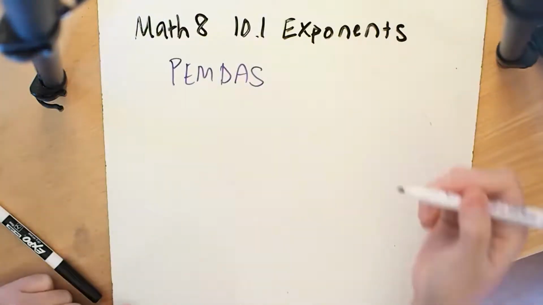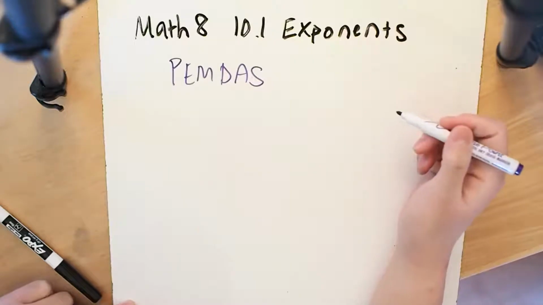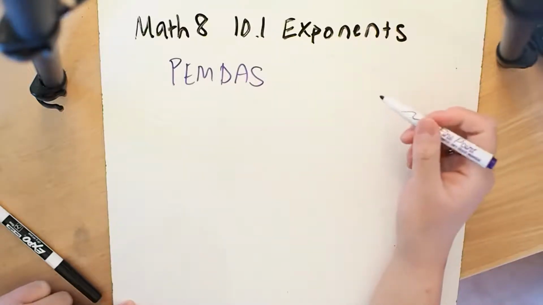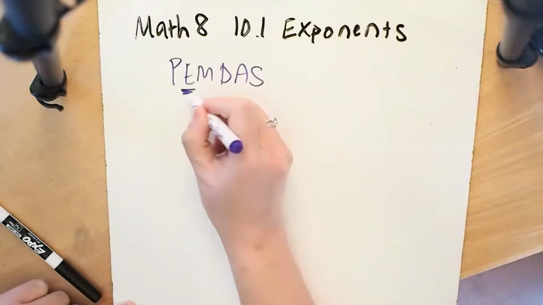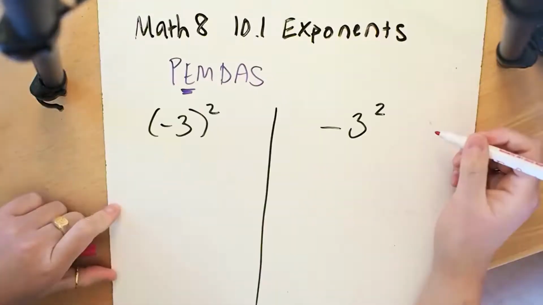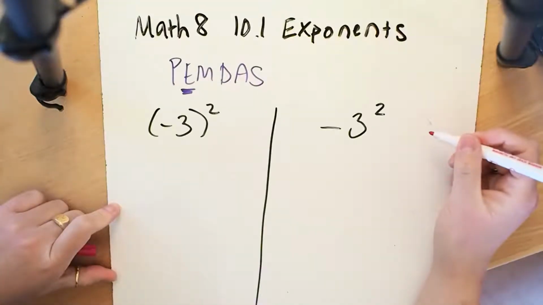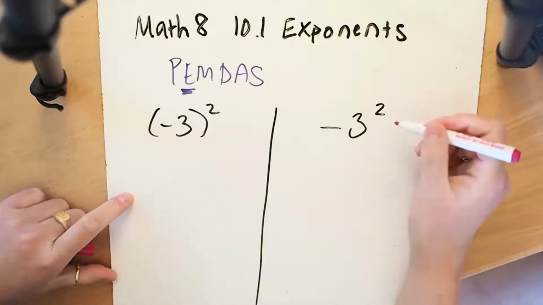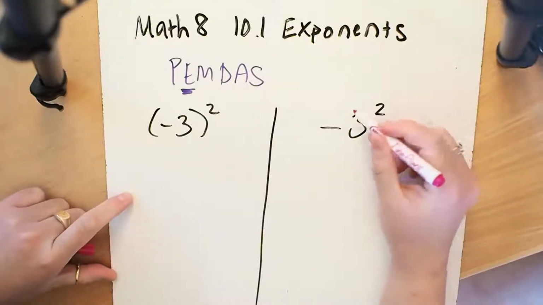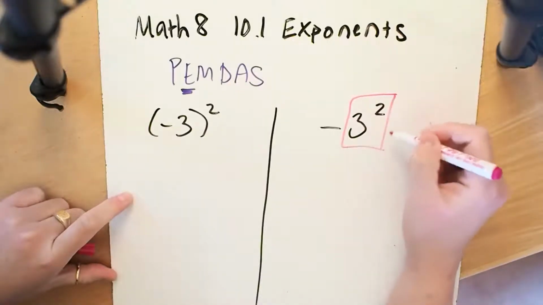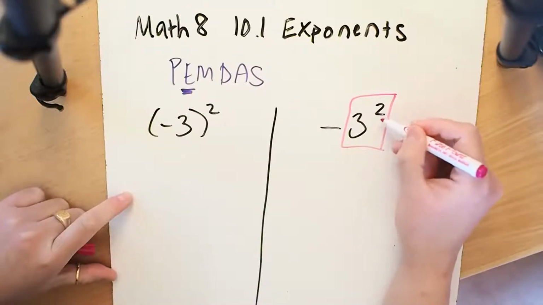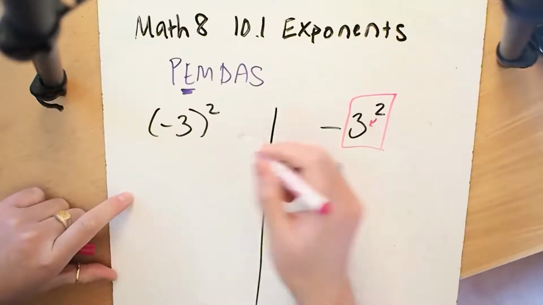Let's talk about our order of operations with exponents. When we're talking about PEMDAS, exponents always come before multiplication or division. In the case of these expressions, you are going to get different answers. Because you always do exponents first, this part, the part with the exponent and the base directly next to it, is the part that gets finished first.